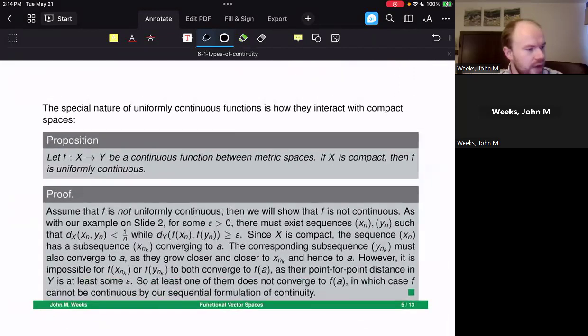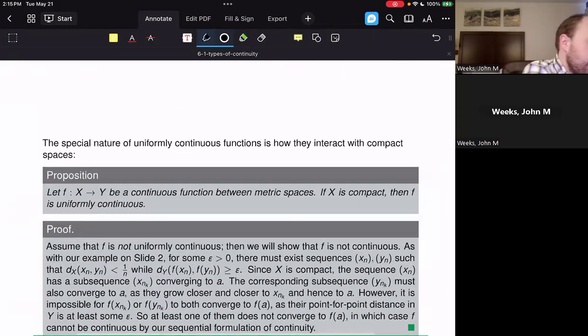The special nature of uniformly continuous functions is how they interact with compact sets. I mentioned that we would see compact sets over and over again here. And indeed, here we are. Let's take a proposition. Let f go from X to Y be a continuous function between metric spaces. If X is compact, then automatically f is uniformly continuous. So say, for example, you knew that your function was only defined going from 0 to 1.